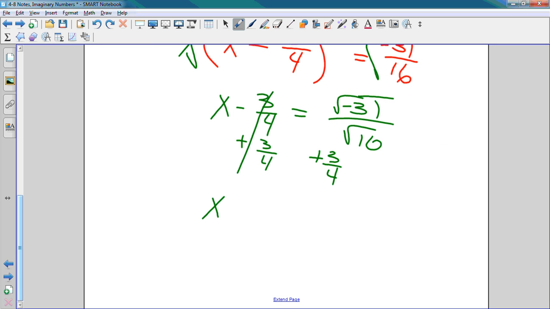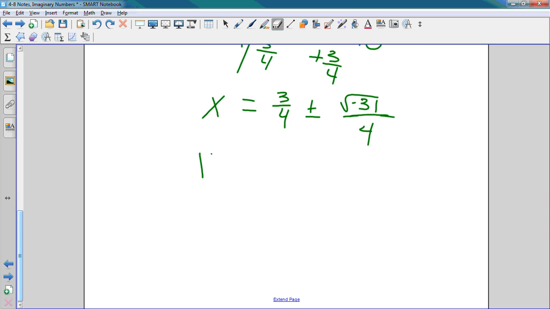So I have x equals 3/4 plus or minus the square root of negative 31. What's the square root of 16? 4. How do I rewrite the square root of negative 31? Oh, we just did that. It's square root of 31 i, right? So this is going to be x equals 3/4 plus or minus square root of 31 i over 4.